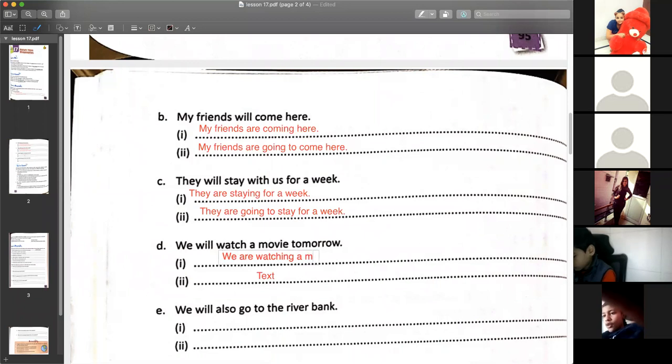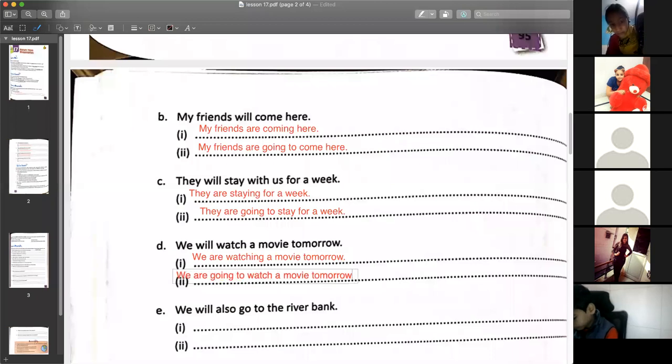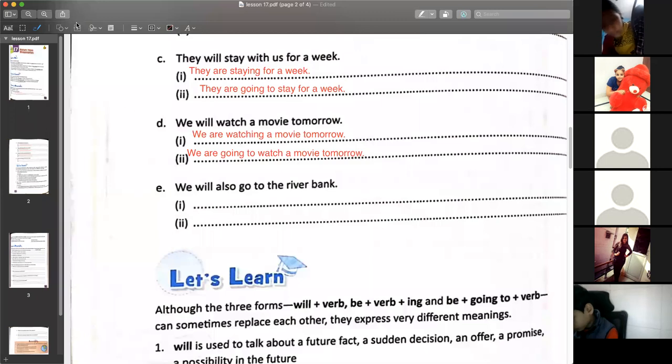We are watching a movie tomorrow. Very good. Next. We are going to watch a movie. Finally understood. Everyone, any doubt in this, please ask. Nandini, next. We are going to the river bank. And next. We are going to go to the river bank.